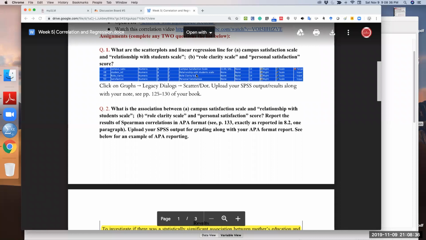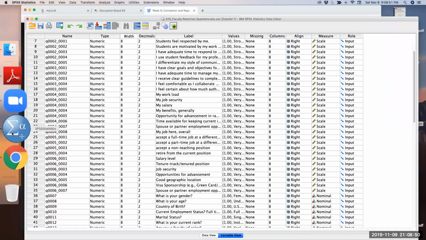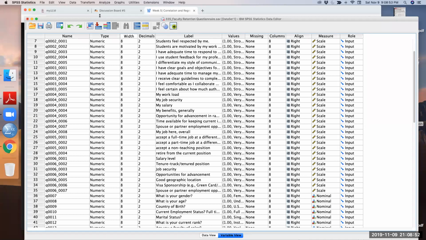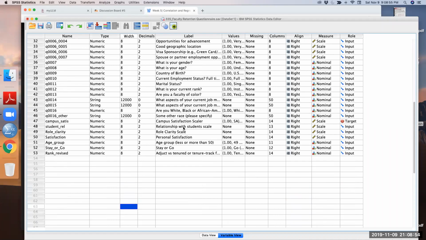Next we're looking into a scatter plot for the linear regression line for a couple of variables, for example campus satisfaction and personal satisfaction of faculty members from a college. Here is a data set, and we're looking into the data points. So we do have a few dependent variables here, or independent, whichever you take it.